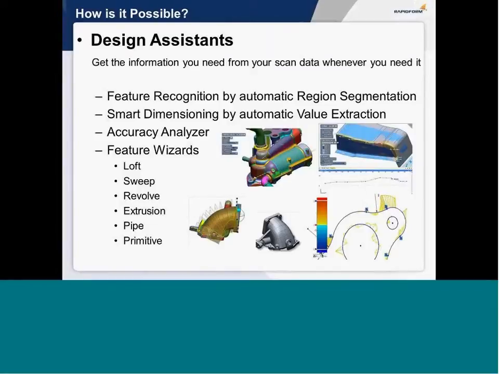So whenever you have fillet information in your scan data, whether it is a constant fillet, a variable fillet, or even an elliptical or conical fillet, you can just extract that fillet information from your scan data, because we have a feature recognition which segments the scan data based on curvature.